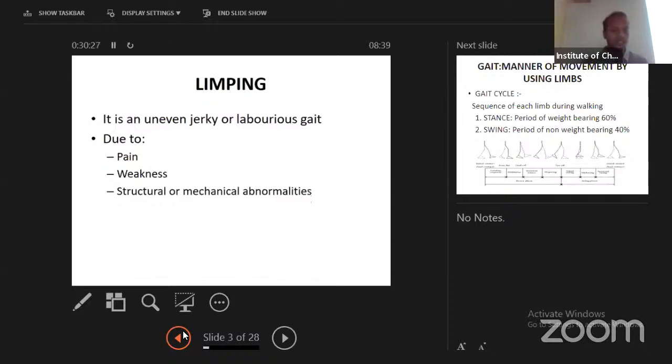Limping is not a diagnosis, it is an uneven, jerky or laborious gait. It is caused due to pain, weakness, structural or mechanical abnormalities. Most importantly, even if pain is not there, weakness is not there, structural defect is not there, mechanical abnormalities is not there, still the child is limping, it's an adolescent girl function. That causes problems, and that's not that unknown.